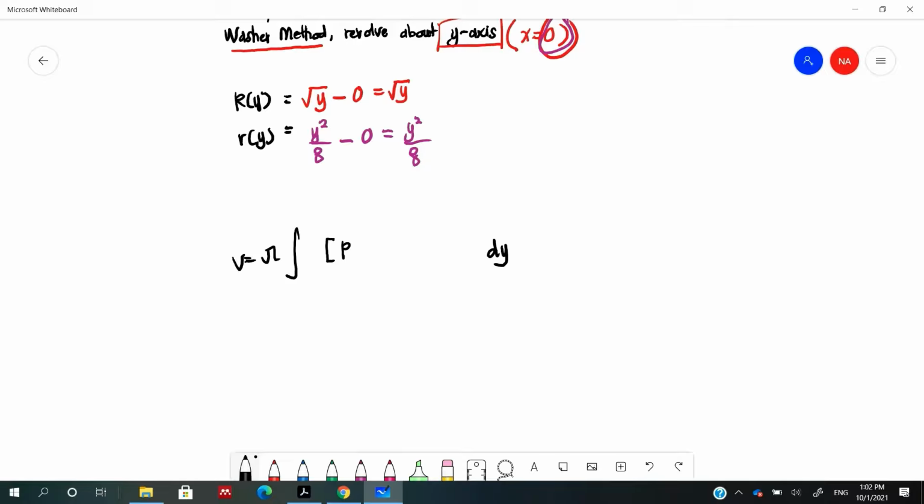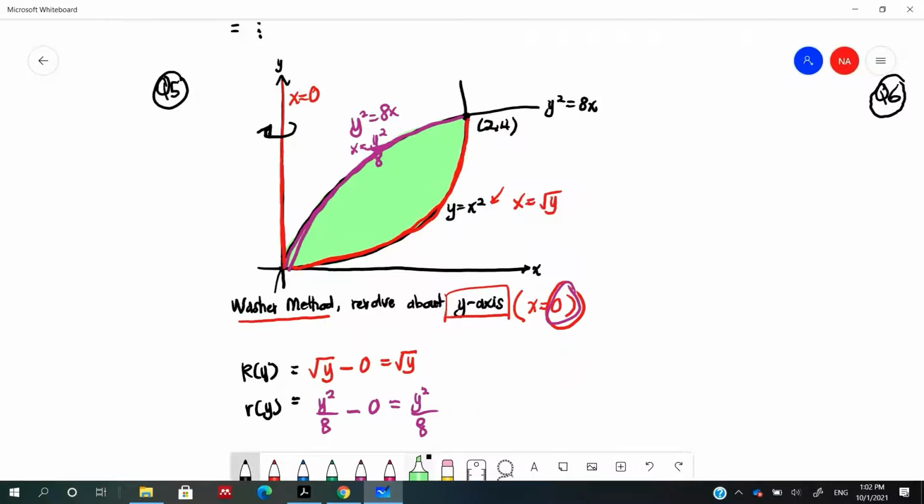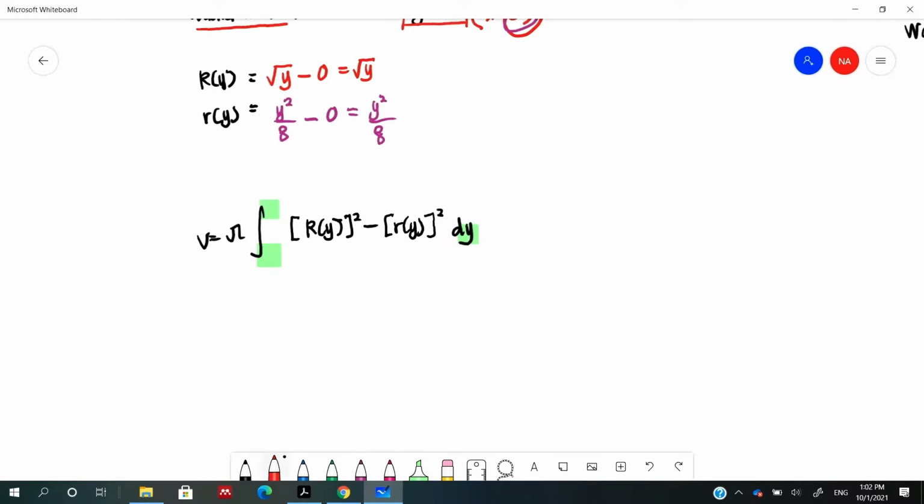So the formula should say that it is ry squared minus ry squared, the outer radius squared minus the inner radius squared, and the values for this integral should be on the y-axis, right? On the y-axis, the value here is 0, and this part here is actually given by 4. So we have to write 0 until 4 on that integral. Now we have to substitute the formula for ry, the outer radius and inner radius.